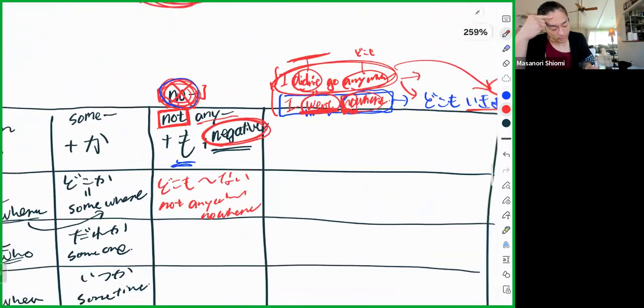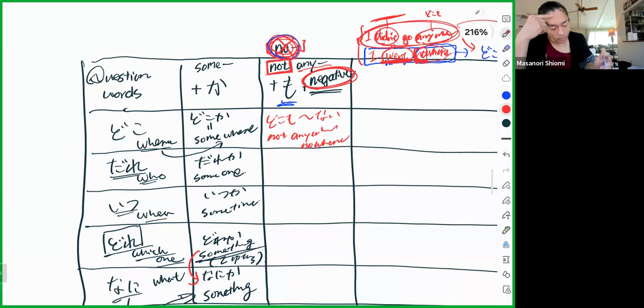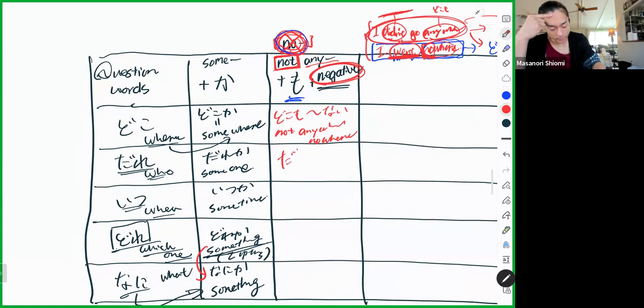With that, どこも, not anywhere, 誰も, whatever, negative, not anyone. Like, I didn't see anyone today. いつも is special because we already have the word いつも, which means always. This one can be used both in a positive way or negative way.